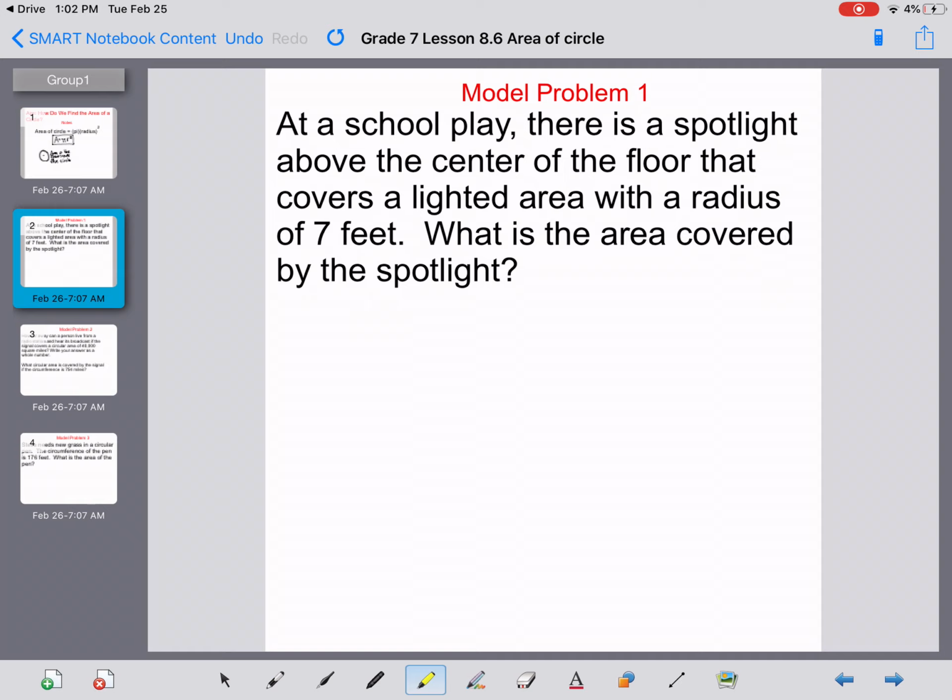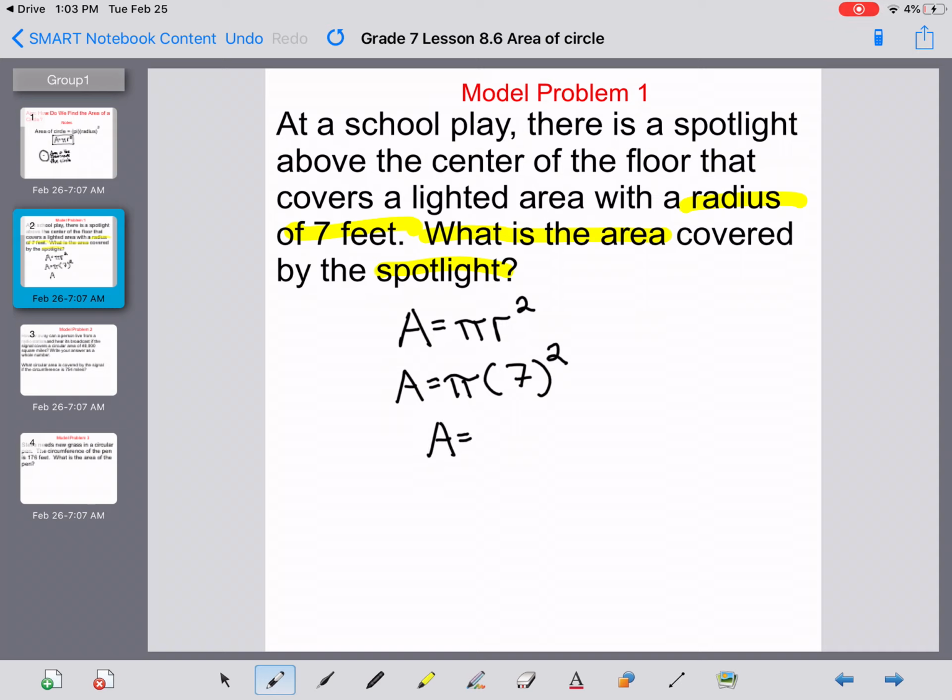When I reread this problem, I know it says what is the area covered by the spotlight. And the spotlight has a radius of 7 feet. Since I'm looking for the area, I'm going to use my area formula. Area equals pi r squared. The area I still don't know, so I keep that as A. Pi, we can keep that as pi because they don't tell us what number to use for pi. The radius is 7. So I have area equals pi 7 squared.